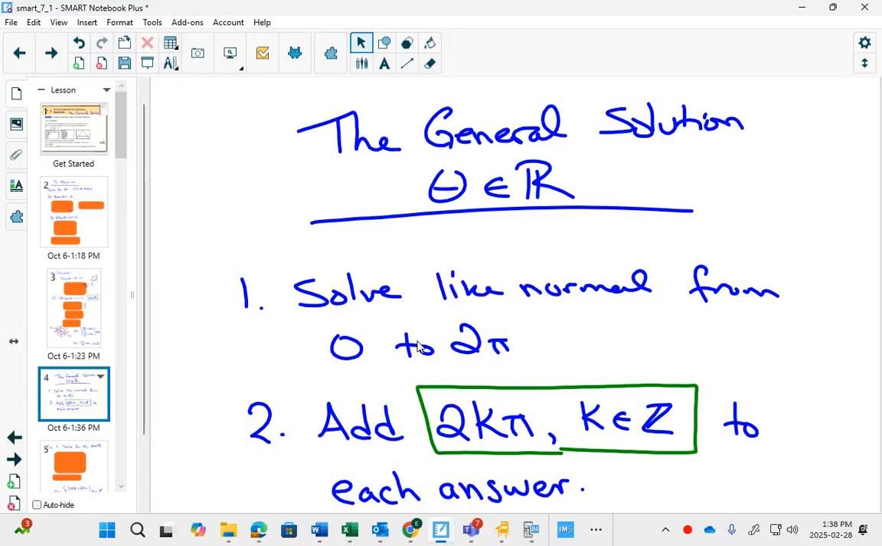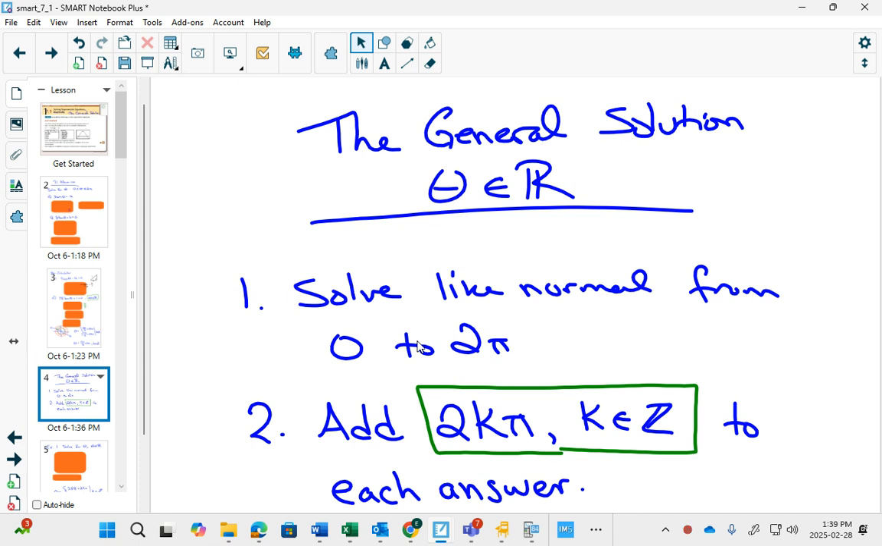So on the top of page 574, you can write the following instructions for the general solution. If a question asks you to find the general solution, or they tell you the domain is everything, or technically they forget to tell you the domain whatsoever, you have to assume they're looking for every answer that's possible.